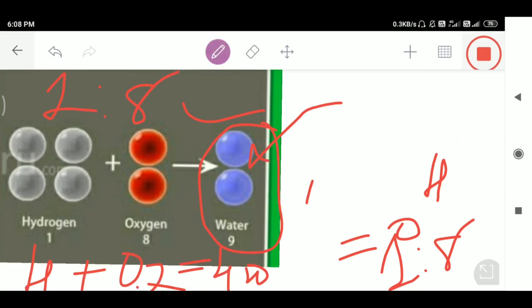So from this discussion we came to the conclusion, the bottom line of the story, that whatever may be the source from which a compound is obtained, mark my words, this is a very important concept, it is always made of the same elements in the same proportion by mass. This is the highlight point of the law of definite proportion.